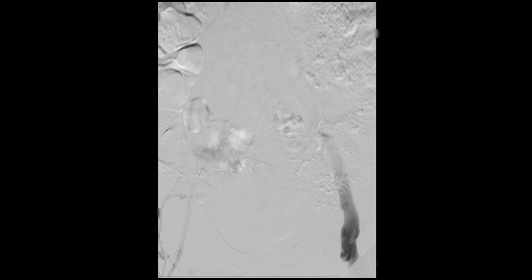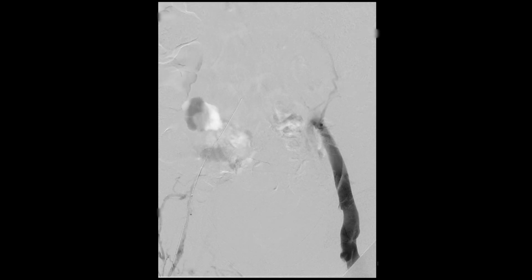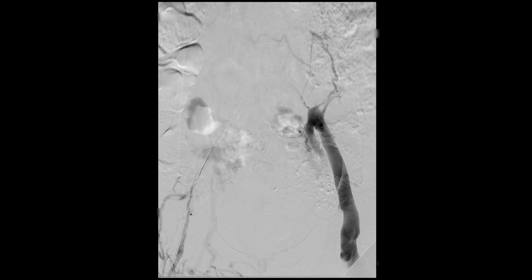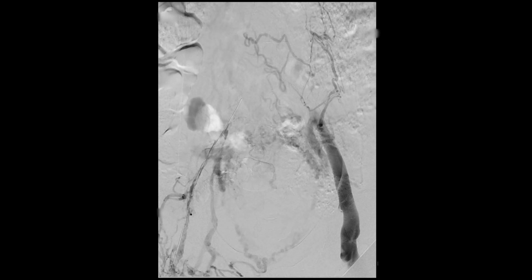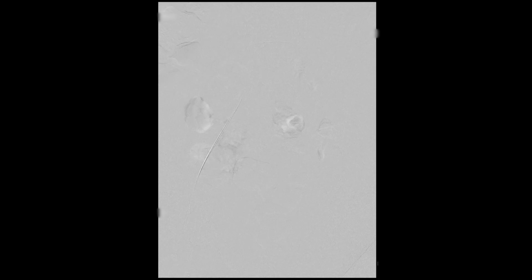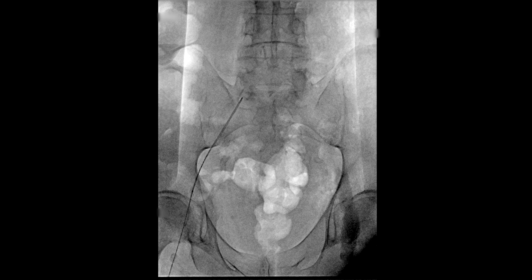We start with venograms from our popliteal access points. Here you can see contrast very slowly moving into the pelvis from our lower extremities, and you can see numerous cross-pelvic collaterals that are filling with contrast slowly.